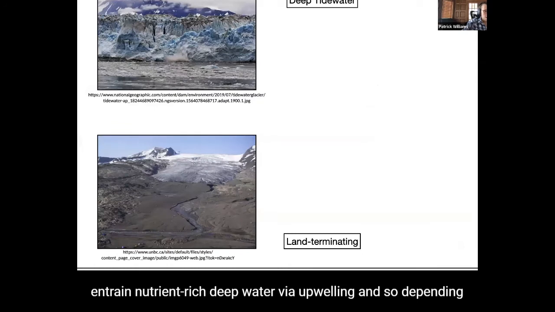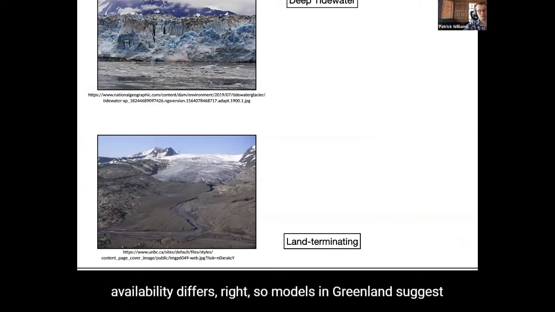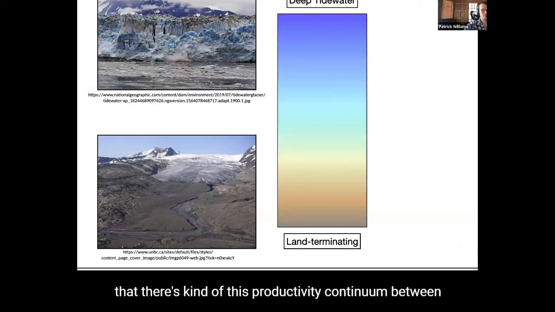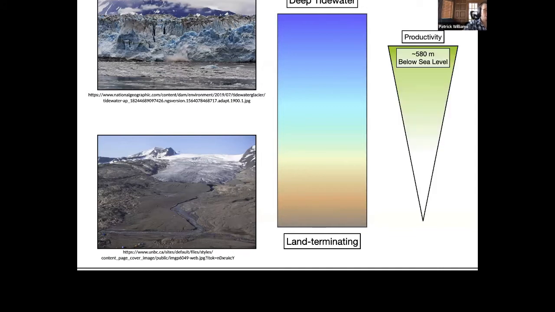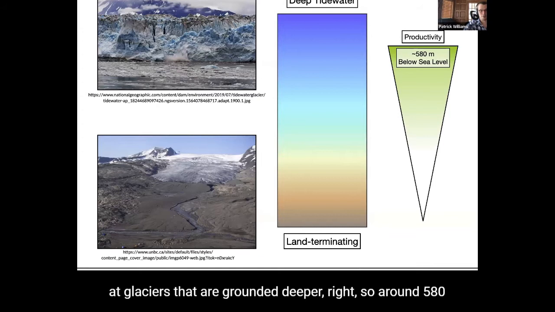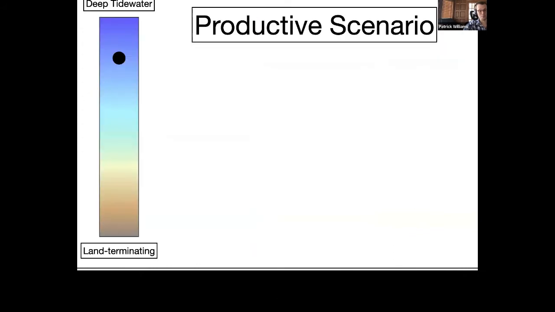And so depending on the geometry of the glacier in question, surface nutrient availability differs, right? So models in Greenland suggest that there's kind of this productivity continuum between land terminating and tidewater glaciers, with more productivity at glaciers that are grounded deeper, right? So around 580 meters below sea level, and decreasing as glaciers become more shallow.